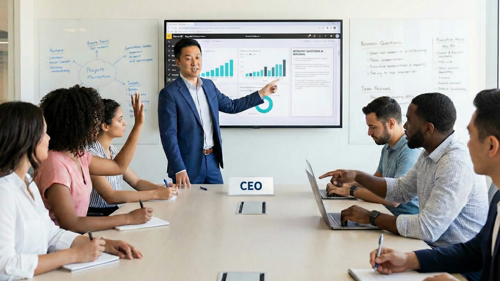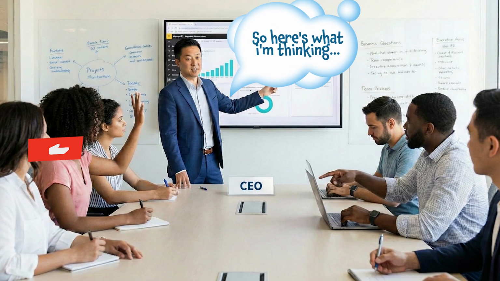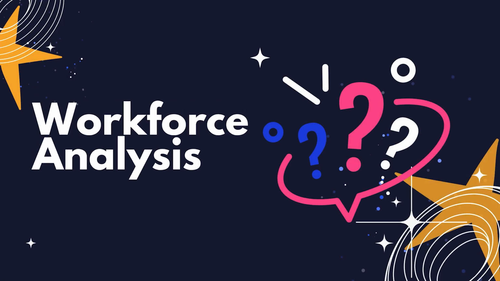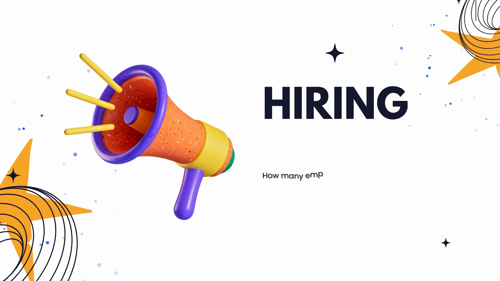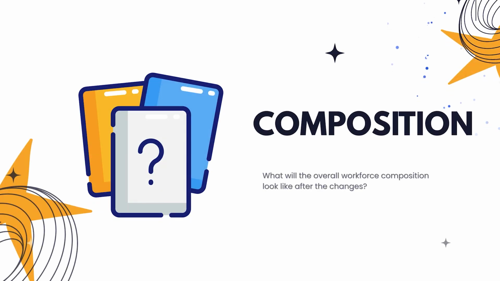So what you have here in front of you is a scenario where the CEO or supervisor or leader, whomever, really asked us, hey, we have a lot of turbulence coming up in the next 180 days, and I want to see our workforce composition over that period of time. So the three specific questions that were asked were, how many employees are set to be hired in the next 180 days? And who are they? How many employees are projected to leave in the next 180 days? Who are they and why? And what will the overall workforce composition look like after these changes?